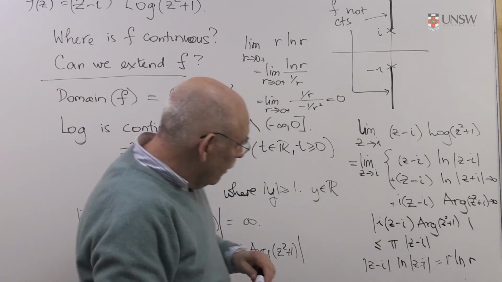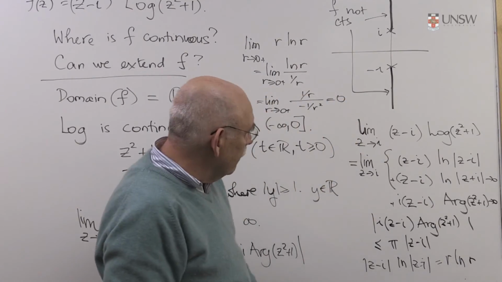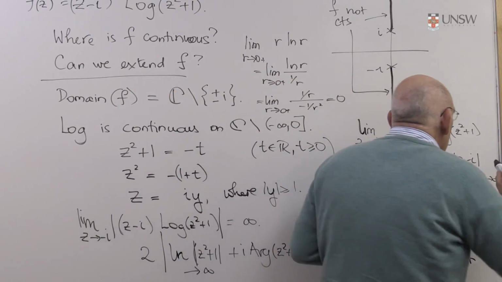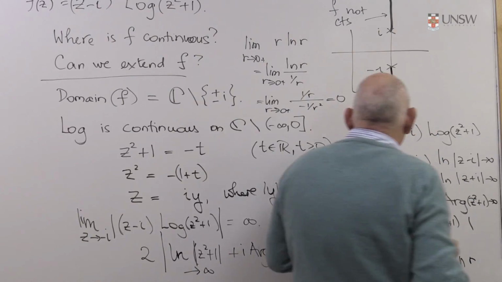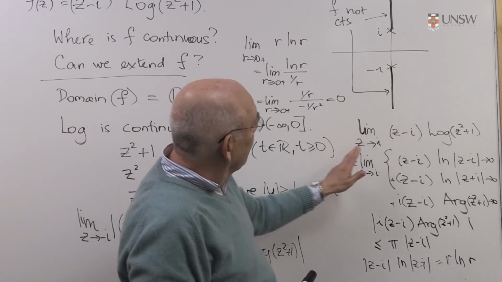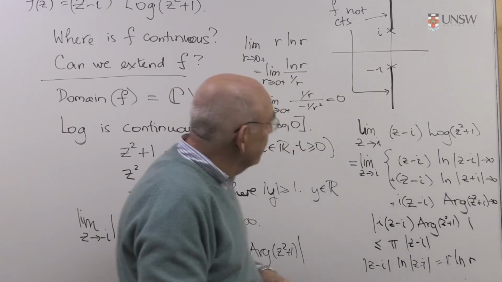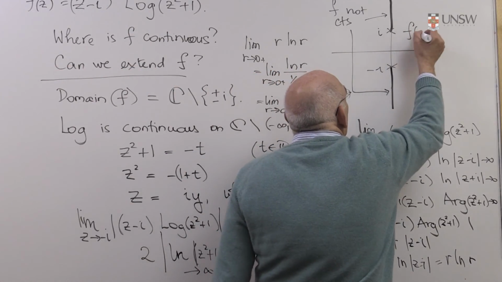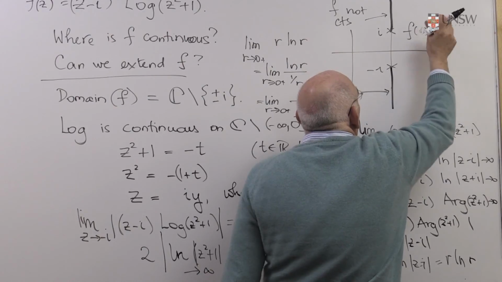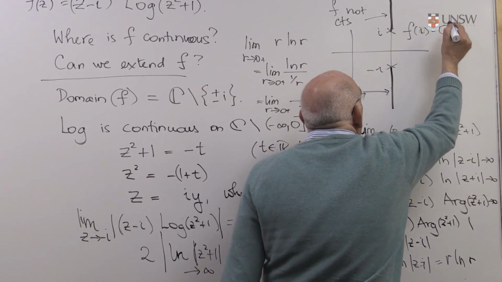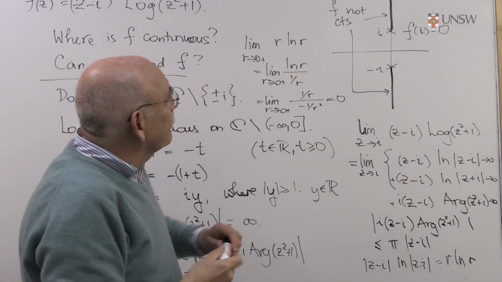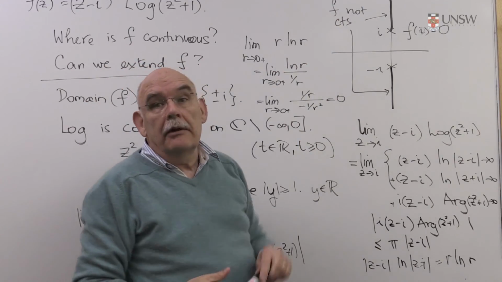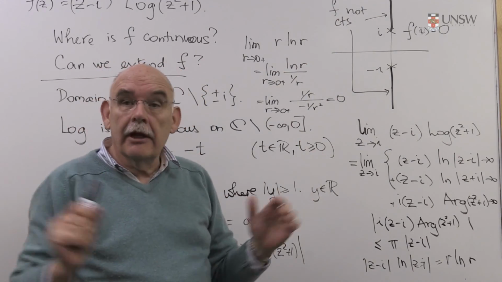So coming back here, this goes to 0. This third part here also goes to 0. And so the limit as z goes to i of (z − i) log of z² + 1 is also equal to 0. And so in much the same way as before, I can let f of i equal 0, and I have extended f continuously to that point. And that's the end of the story.